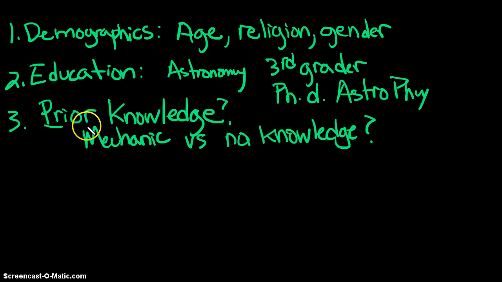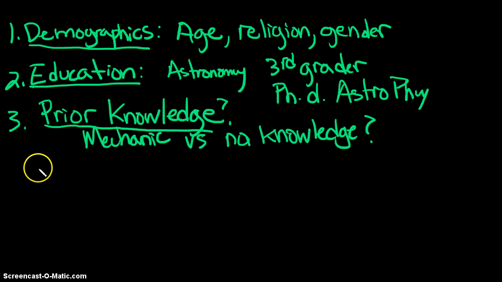And so, what kind of prior knowledge do your audience members have? And based on that prior knowledge, how does that dictate what you want to say and what you want to think about? All right, next one.